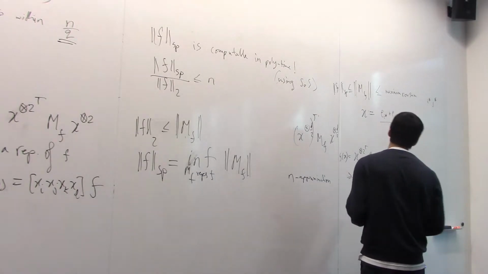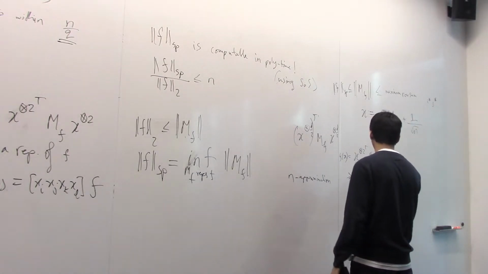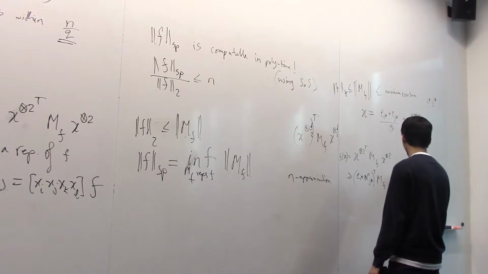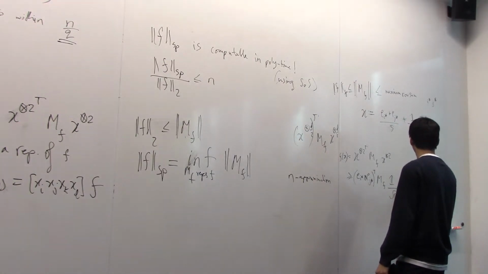All right. So because of non-negativity, we have that this is at least e_i star tensor e_j star transpose M_f times the all ones vector over root n tensor all ones vector over root n.